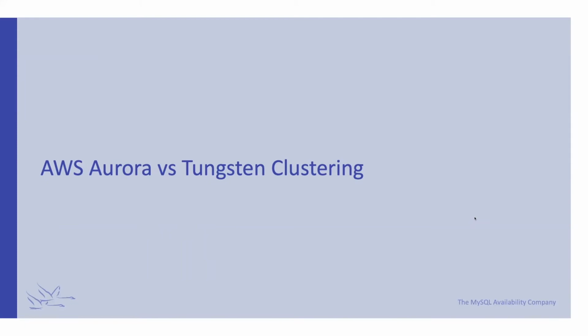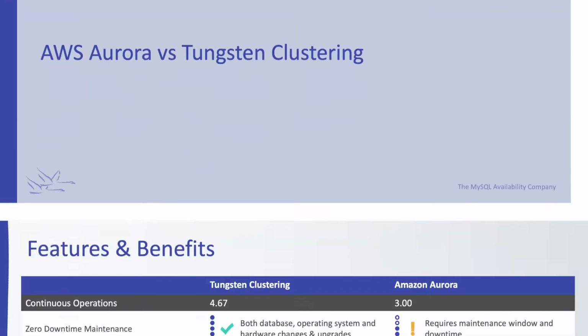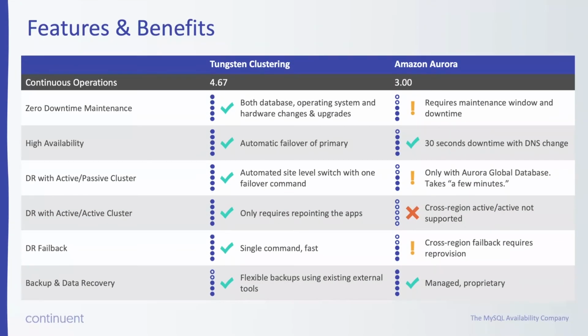Let's come back to our scorecard and see how AWS Aurora compares to Tungsten Clustering. Let's look at some of the main features and benefits. First is zero downtime maintenance, and Tungsten Clustering is the clear winner here, because you can do database patches, database changes, operating system upgrades, even schema changes without incurring any downtime for your application.